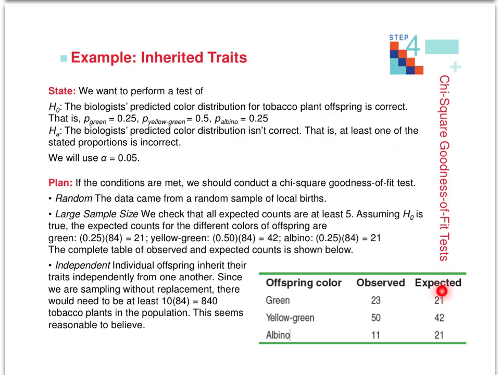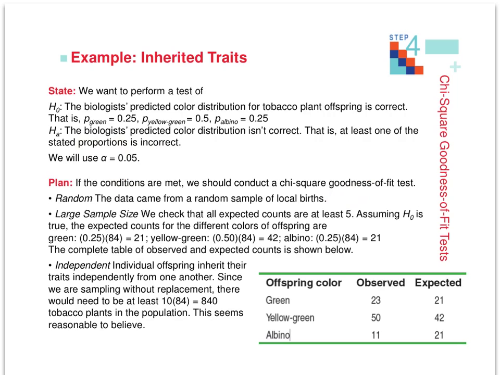And you're seeing that right here: 21, 42, and 21. That's what we expected. This is what we observed. Okay? So this is going through that same process again, that we expected these proportions, and we're going to see if that's just not true. And we'll state our significance level in the hypotheses.